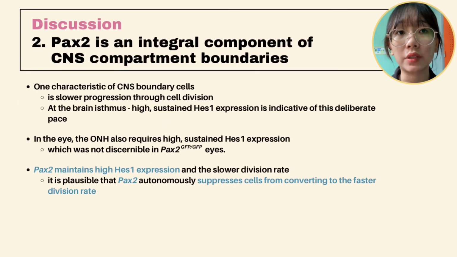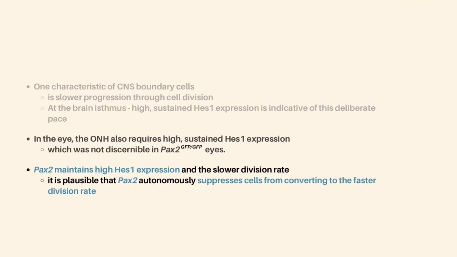One characteristic of CNS boundary cells is slower progression through cell division, and at the brain isthmus, high sustained HES1 expression is indicative of this deliberate pace. In the eye, the ONH also requires high sustained HES1 expression, which was not observed in the PAX2 mutants, PAX2 GFP eyes. So PAX2 maintains high HES1 expression at the slower division rate, and it is possible that PAX2 autonomously suppresses cells from converting to the faster division rate.